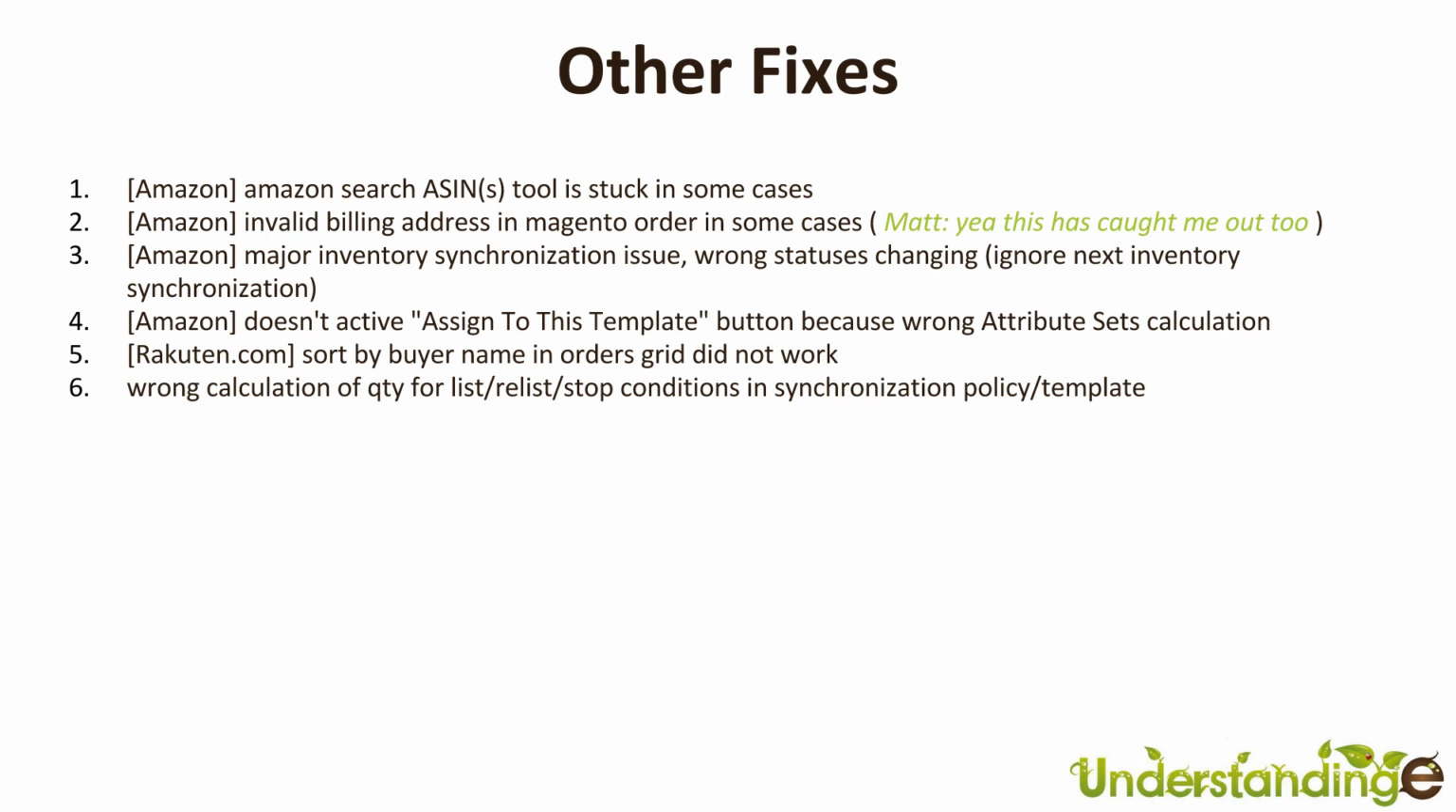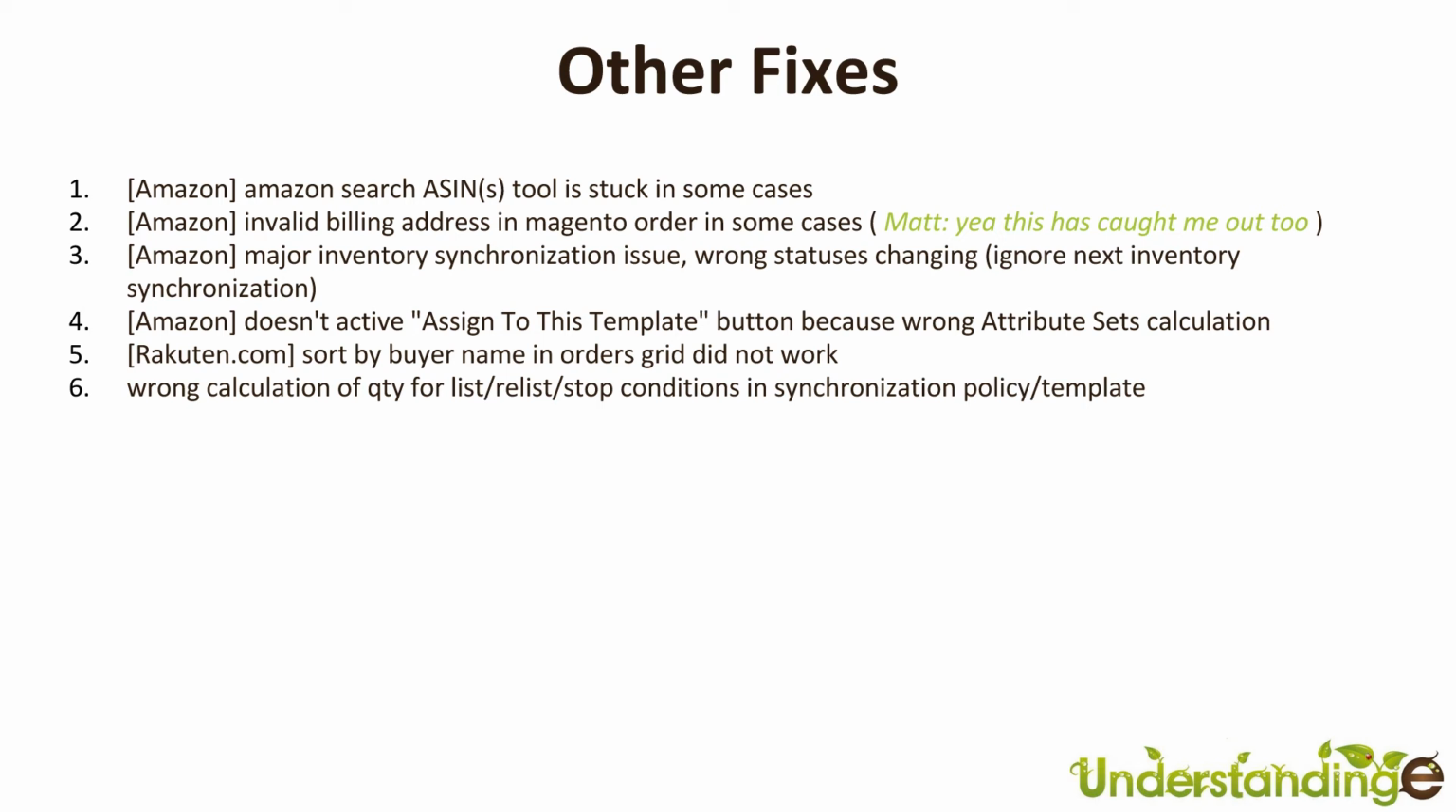Okay, so there's a couple of different ways which you can interact with Amazon to get order details back, and I've been caught out by grabbing the wrong order address from Amazon. So it doesn't surprise me that this one's cropped up in here, because I know that I've had that myself in the past. Major inventory synchronization issue. Again, wrong status is changing. Ignore next inventory synchronization. It looks like they're still, sorry, let me just put this into perspective.